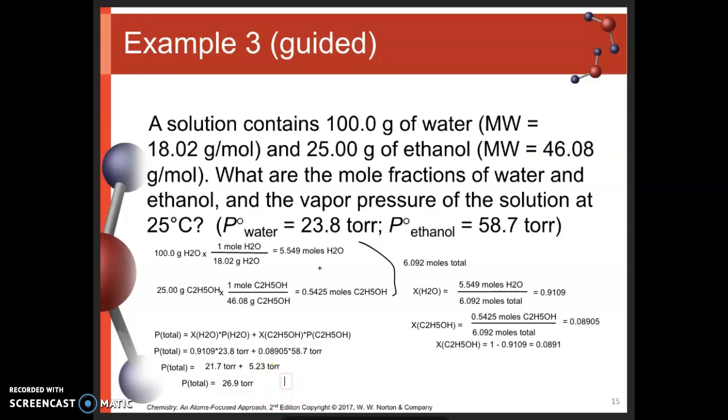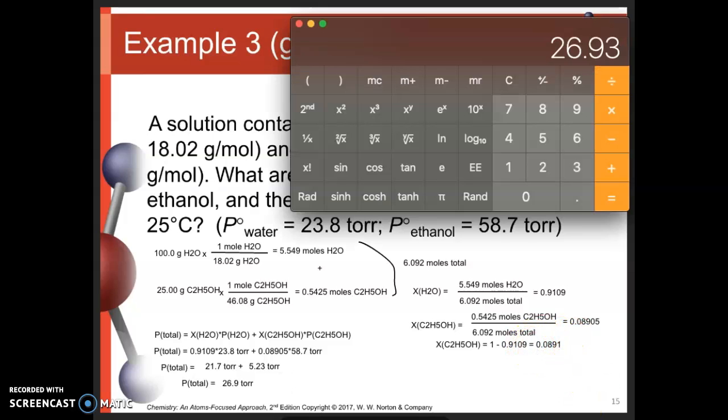Now, just in case you were curious whether this subtraction method gives us essentially the same results, we can prove it here. 0.0891 multiplied by 58.7 would have given us the same 5.23 torr. So subtracting or doing the fraction, it's not going to make a significant difference. Yes, the numbers are a little bit different beyond where we rounded, but in terms of where we rounded, we would have gotten the exact same result.